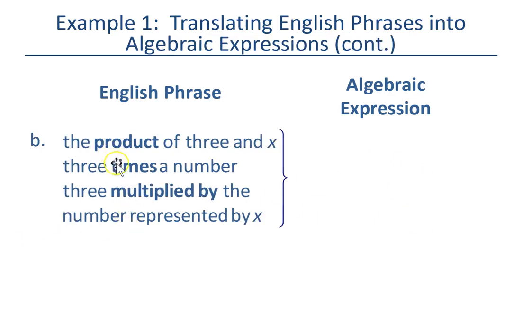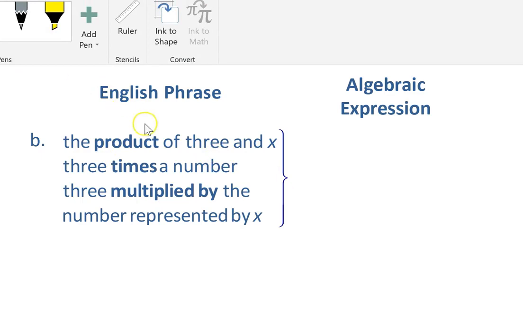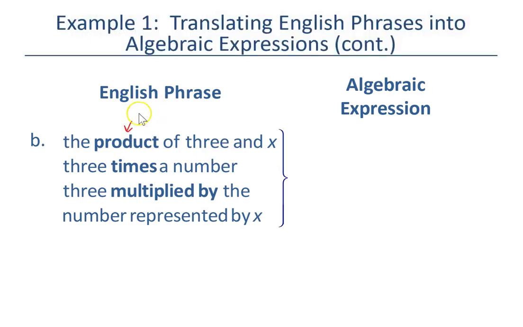Let's look at the next one, the product of 3 and x. Remember, product means multiplication. How about 3 times the number, or 3 multiplied by the number represented by x? A lot of ways to say this, but the simple way to put it is going to be 3x.